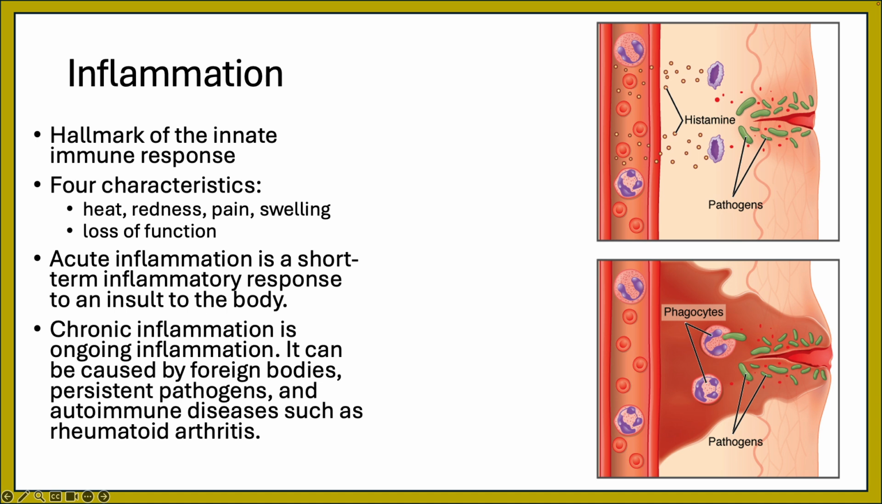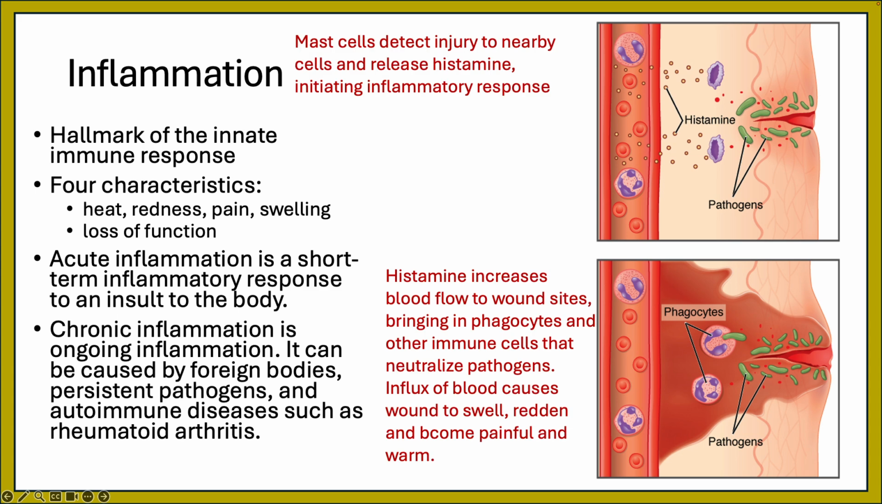Acute inflammation is short-term, but chronic inflammation can occur when it goes on. This can be caused by several different things, including foreign bodies, persistent pathogens, and more nefarious, in my opinion, the autoimmune diseases like rheumatoid arthritis, which is when the chronic inflammation is triggered by the body itself. So how inflammation typically starts is with mast cells detecting injury to a nearby cell.